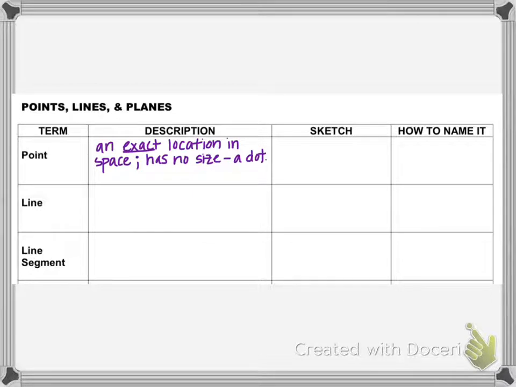A point represents an exact location in space. It actually has no size at all. We put a dot on our paper to represent a point, but that's just so we can see it. It's actually not visible.